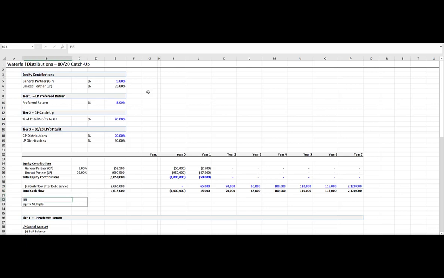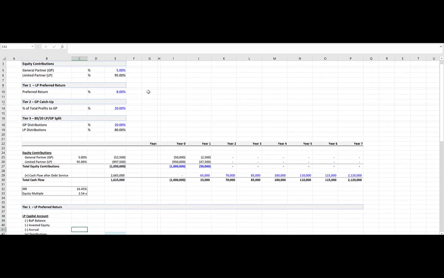Okay. So let's take a deal level IRR. That's just the IRR function. And then the equity multiple. So for an equity multiple, I usually use the absolute value function. Total cash flow after debt service divided by total equity contributions, 2.54x. So a pretty good deal. This is an acquisition.